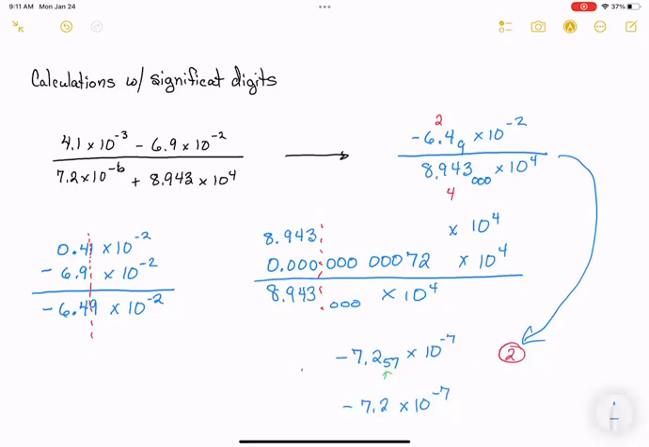Why do we want it to be even? Like, what's the logic behind it? That's just simply the rule of 5s. Basically, when you have a 5 that you're going to drop, you look to the digit before it. If it's even, you leave it alone. If it's odd, you round up. That's just our rule of 5s.